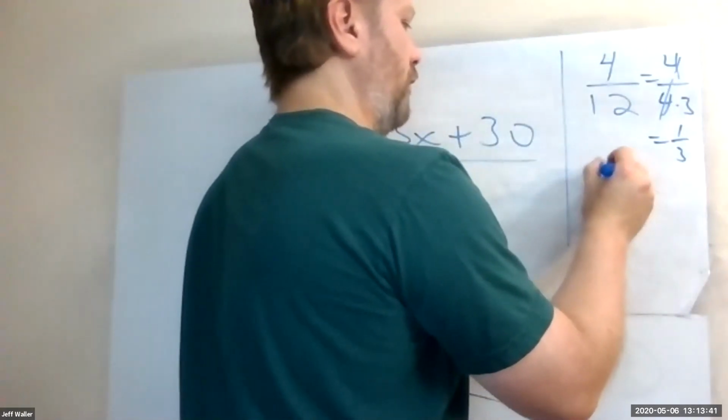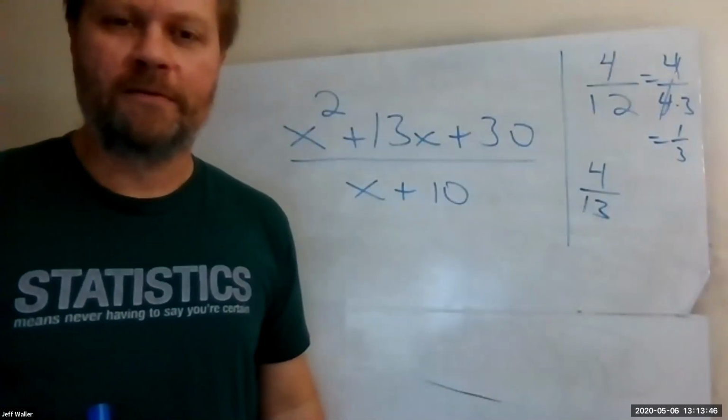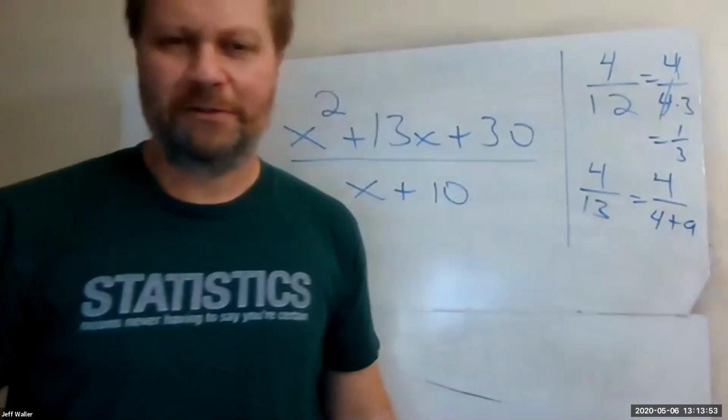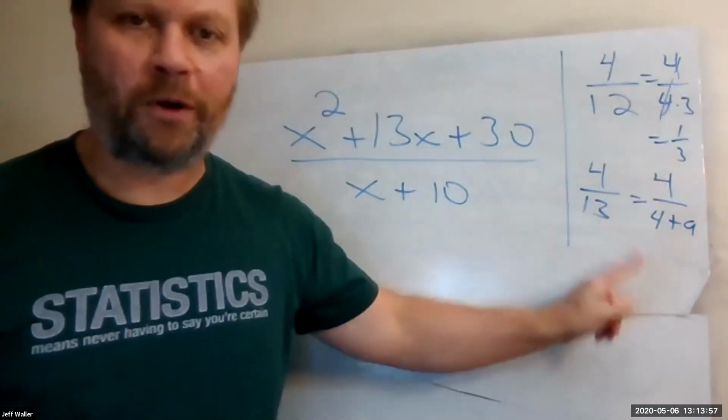Can I reduce 4 13ths? No. No, even though I could do 4 over 4 plus 9, right? Why does that not mean a damn thing? Can I cancel those 4s?